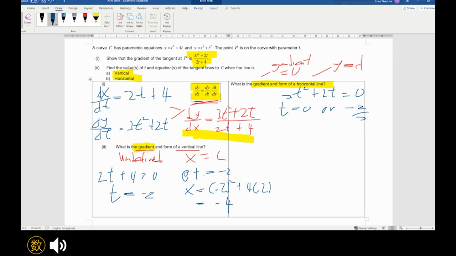Okay, so we have two moments in time when the gradient is 0, or the tangent line is a horizontal line. So separating this, at t equals 0, y equals 0. At t equals negative 2 over 3, y is equal to 4 over 27. Pardon my handwriting.